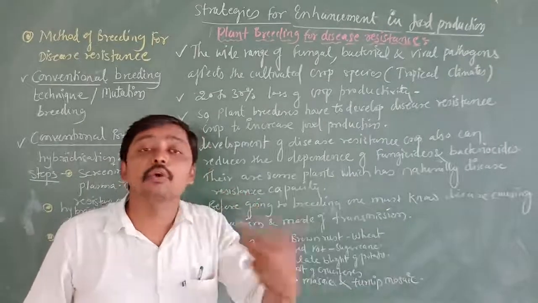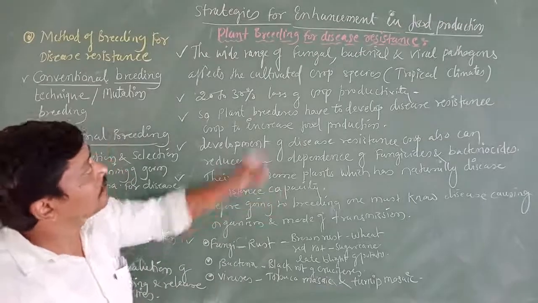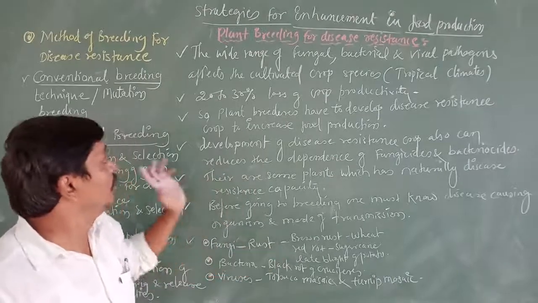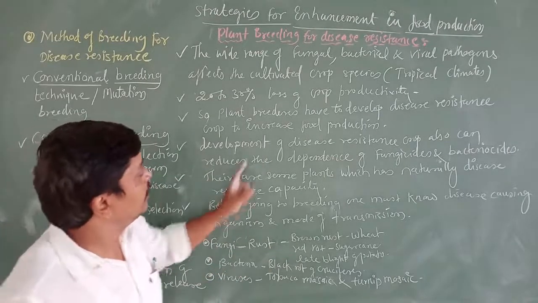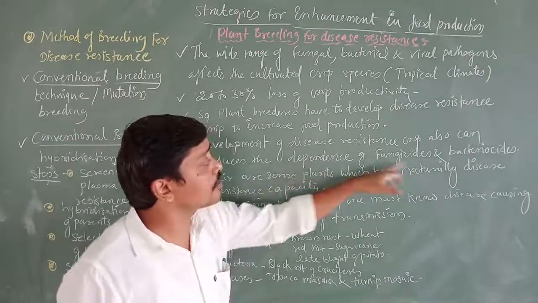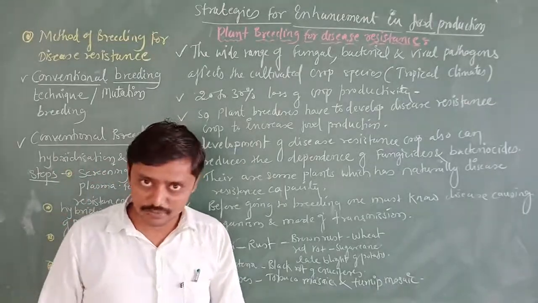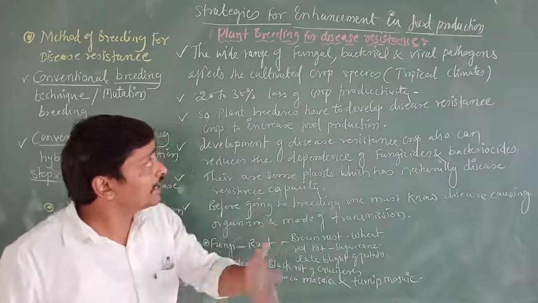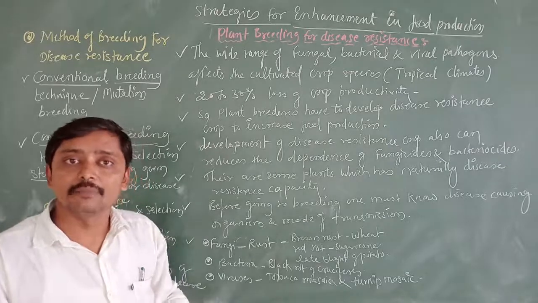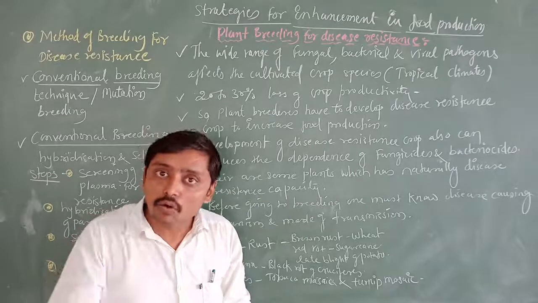Not only that, plant breeding for disease resistance is also helpful in reducing the dependence on fungicides and bactericides. Fungicides are chemicals we use to kill fungi, and bactericides to kill bacteria. Farmers spend money on these, so that money loss will stop.